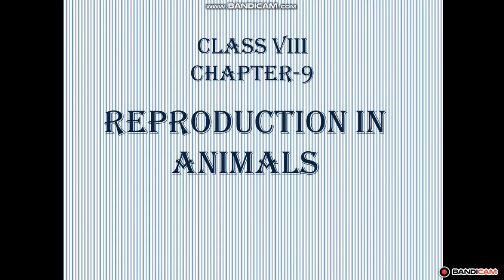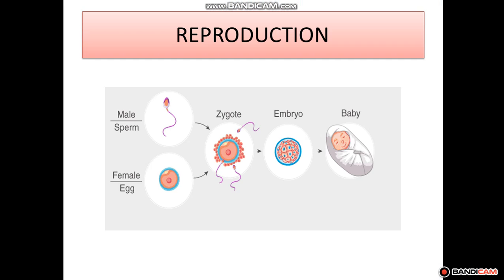So today in this video, students, we are going to discuss a new chapter of class 8, that is chapter 9, reproduction in animals. Before starting the chapter, I want to give an introduction about it. Students, in this chapter we will study how reproduction takes place, types of reproduction, and various techniques for reproduction. Okay, so first of all, what is reproduction?